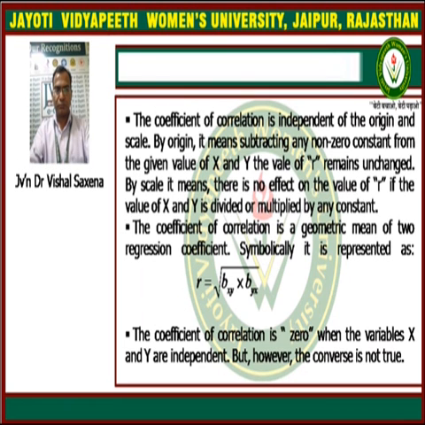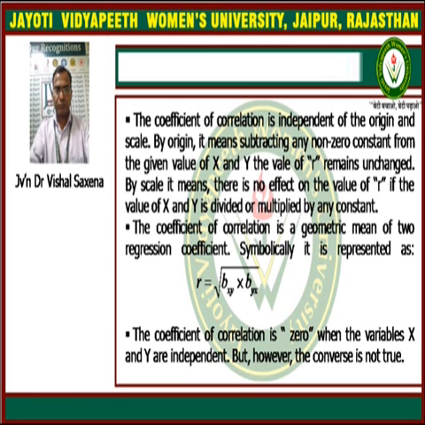The next point is that the coefficient of correlation is independent of origin and scale. Means r is independent of the origin and scale. By origin it means subtracting any non-zero constant from the given values of x and y, the value of r remains unchanged. That means the value of r will not change. By scale it means there is no effect on the value of r if the values of x and y are divided or multiplied by any constant. So the property is that the coefficient of correlation is independent of change of origin as well as change of scale.